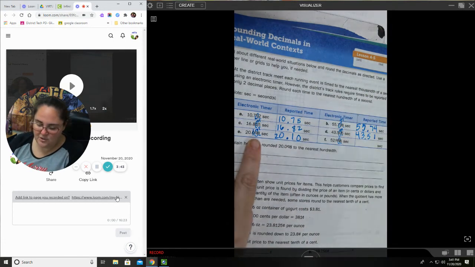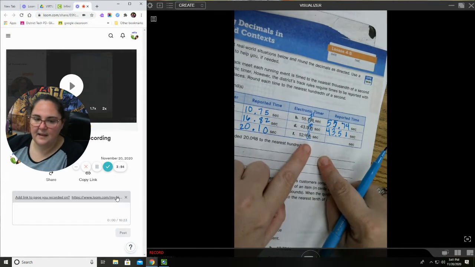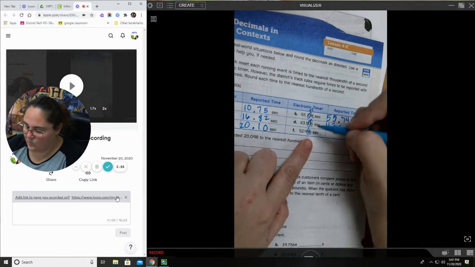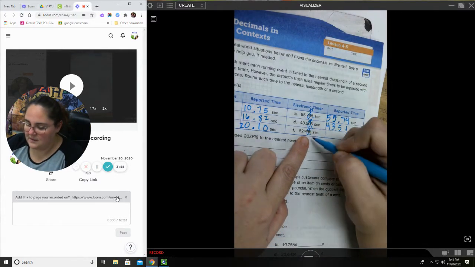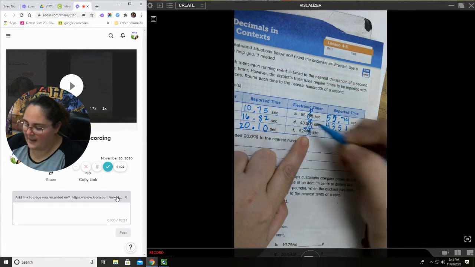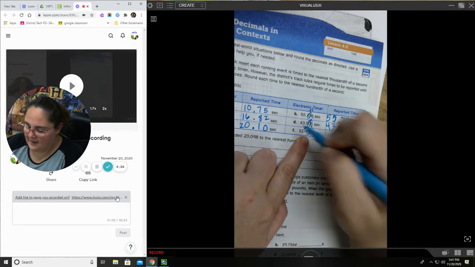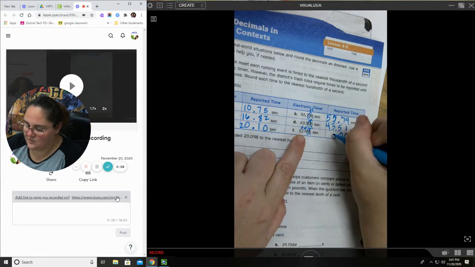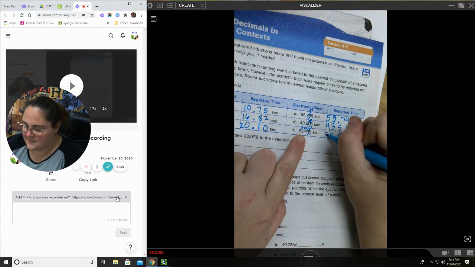So this is what you should have had. 2.10. Here we go. It's a 6. I'm going to add 1. Uh-oh. 9 turns to a 10. Add 1. 9 turns to a 10. Add 1. 2 turns to a 3. My 5 stays the same.